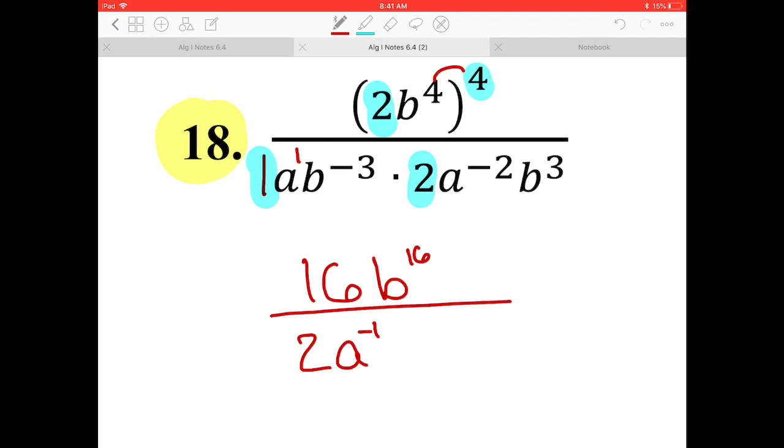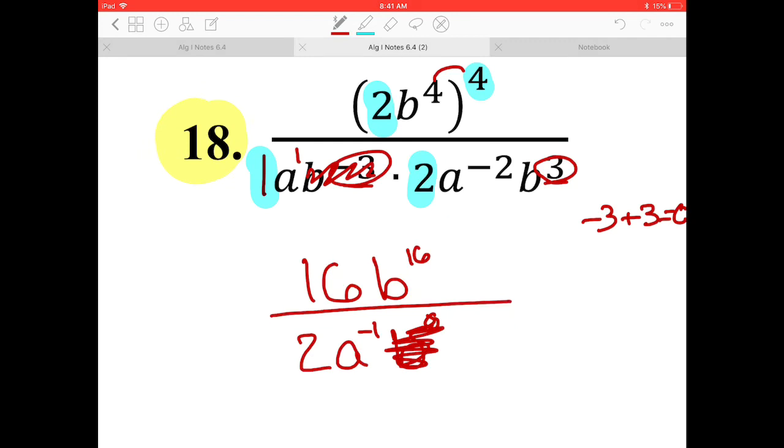Okay, for the b's, negative 3 plus 3. Guess what happens to the b's? Negative 3 plus 3, what does that mean? 0. So b to the 0 power. But remember, anything to the 0 power, you can just cross off.